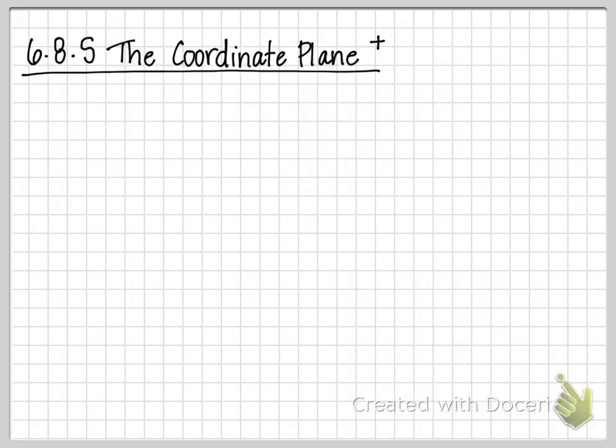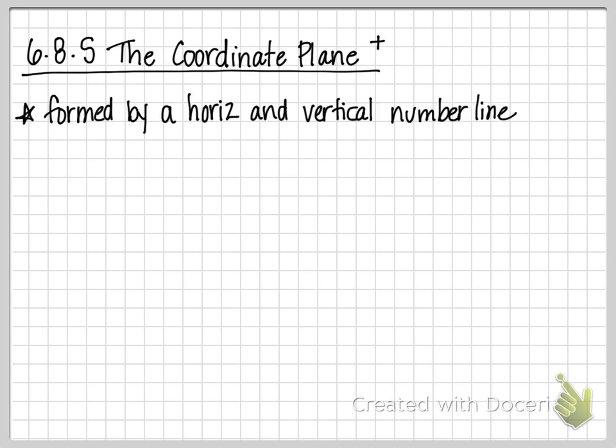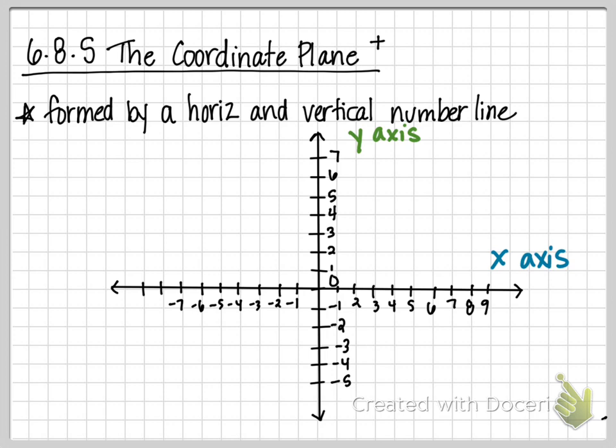All right, so the coordinate plane, I call it the coordinate plane plus because it's a little bit more than just the basic coordinate plane that we already did. All right, so as we know, the coordinate plane is formed by a horizontal number line and a vertical number line, right? Positives getting more to the right horizontally or up vertically. Negatives going more to the left horizontally or down vertically. Right? So that's what it looks like.